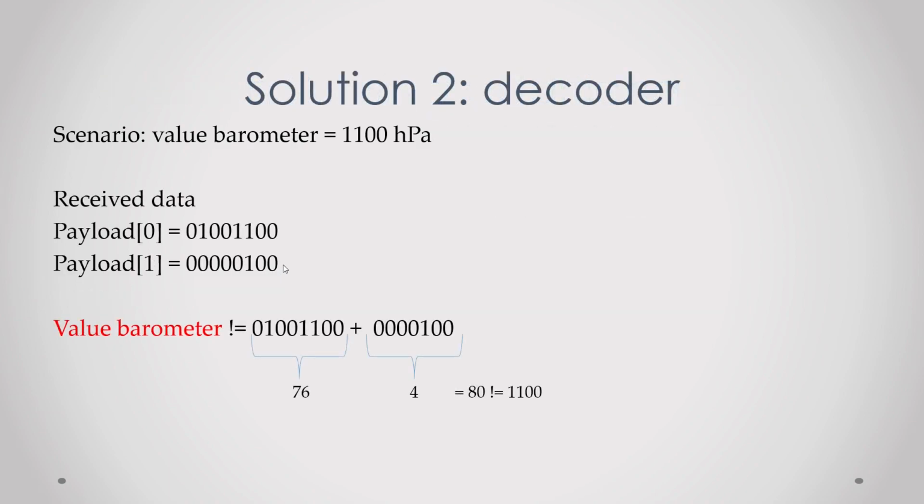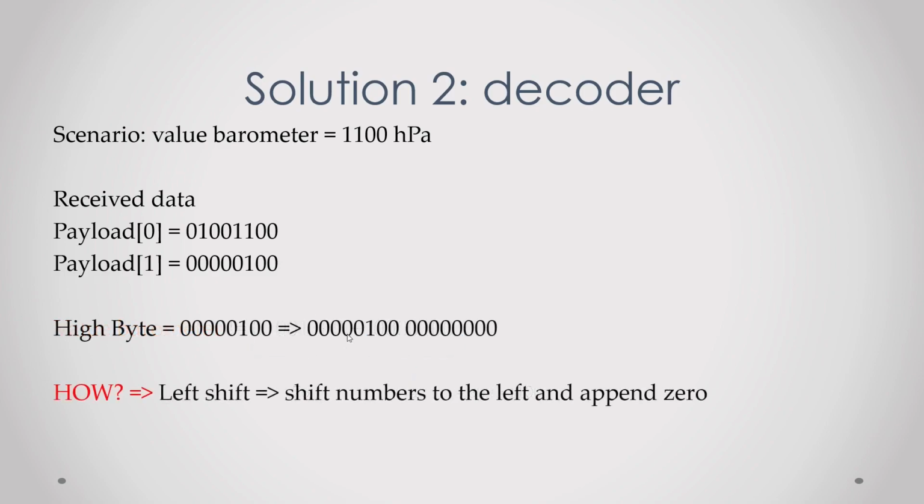So then in the decoder we have some problems, because if you just add these values up, you see this is equal to 80 and that's not equal to 1100. And you might say, why? Well, that's because this value is actually not equal to the value that we actually want. This value needs to have 8 zeros appended to it. This is the value that we actually want.